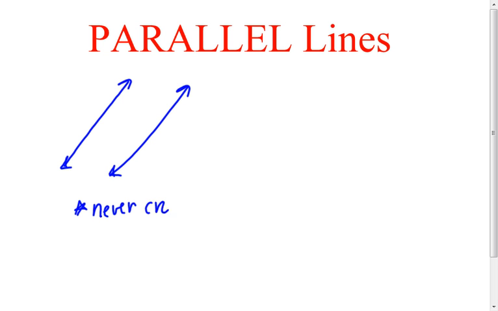Okay, we know that parallel lines, so obviously parallel lines look like this. We know a couple things about them. We know they never cross, and we also know that they have the same slope.